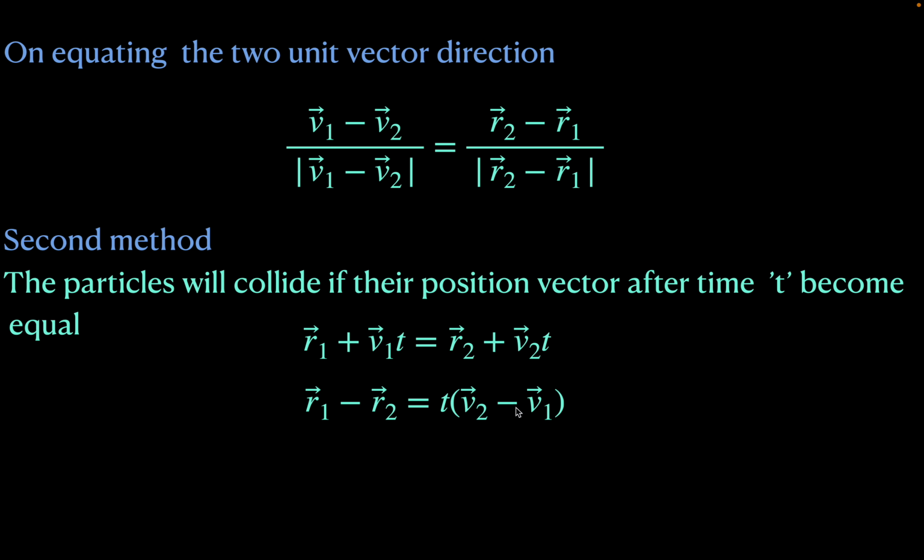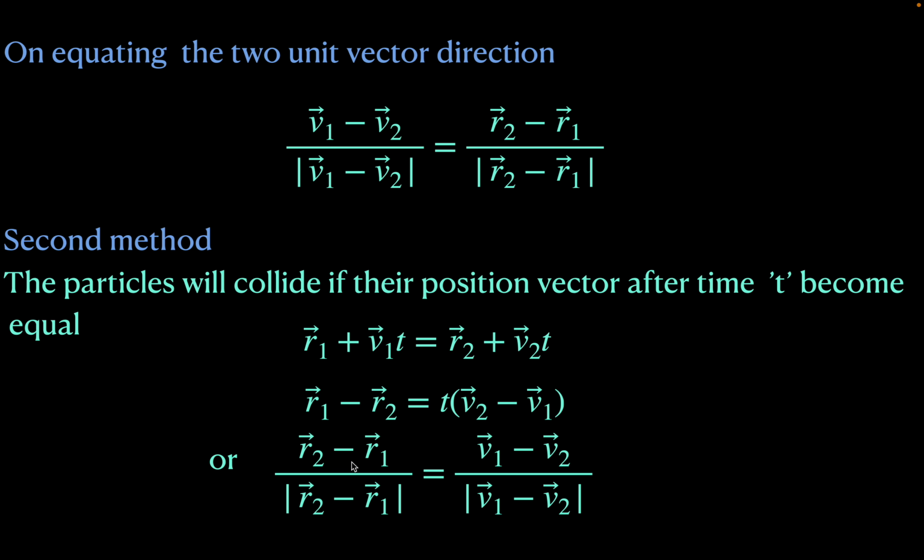These two vectors are equal if and only if their modulus and their directions are equal. So if we get the direction of the two vectors, we will get the unit vector along vector r2 minus vector r1 as vector r2 minus vector r1 upon modulus of vector r2 minus vector r1 equals vector v1 minus vector v2 upon modulus of vector v1 minus vector v2.